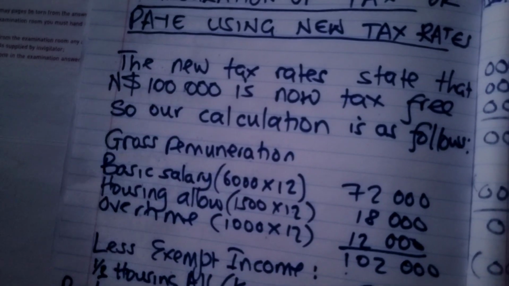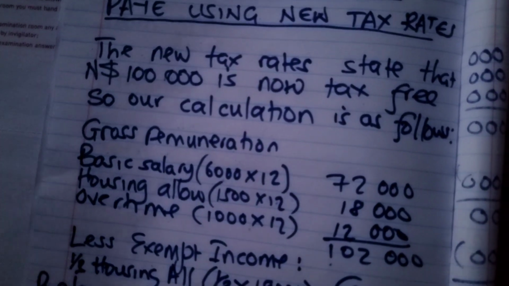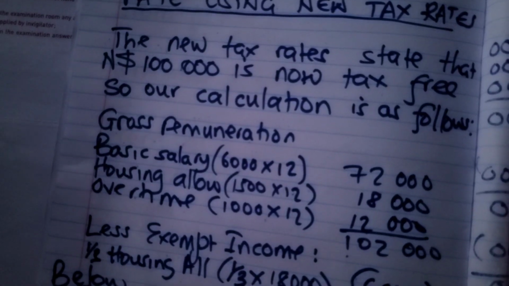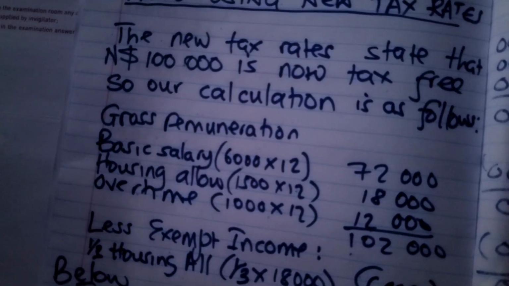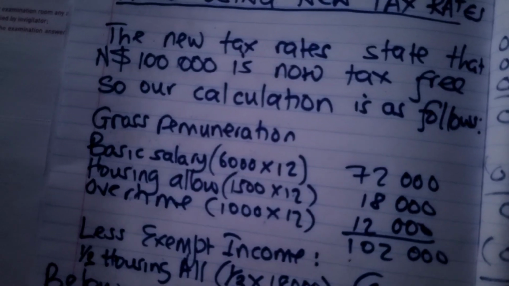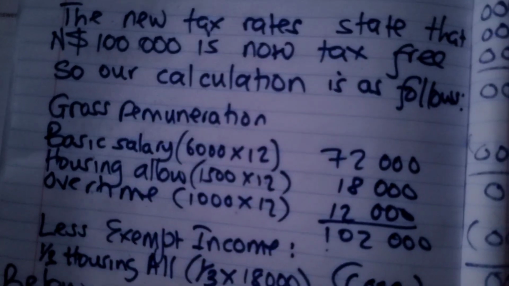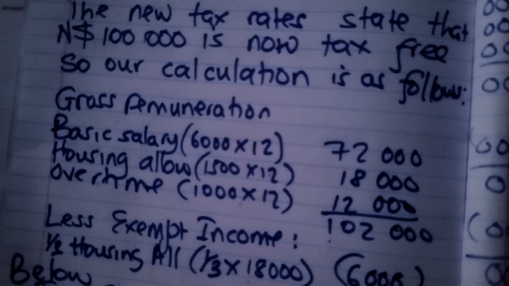But if you are earning 8,333 Namibian dollars and you do overtime for that month of $1,000, it means that extra $1,000 that you earned is the only amount that will be taxed.